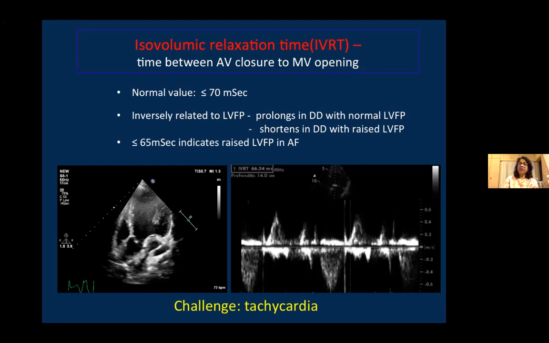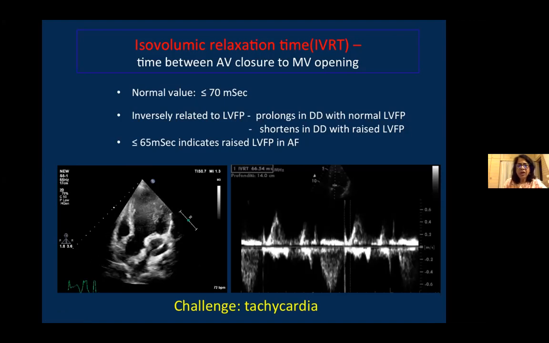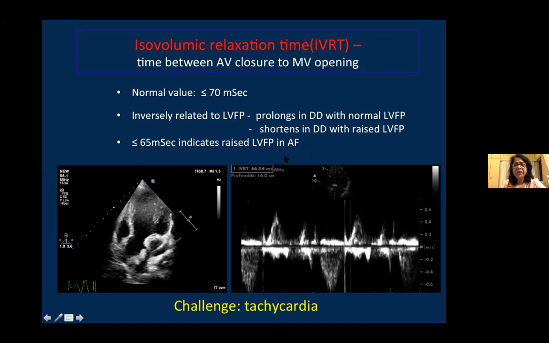So in grade 3 diastolic dysfunction, the isovolumic relaxation time is very shortened, whereas in grade 1 diastolic dysfunction, where LA pressure is normal, the IVRT gets prolonged. We have a problem of assessment of diastolic dysfunction in atrial fibrillation, where we can use this criterion. Less than 65 millisecond of IVRT in the presence of atrial fibrillation indicates raised LV filling pressure.